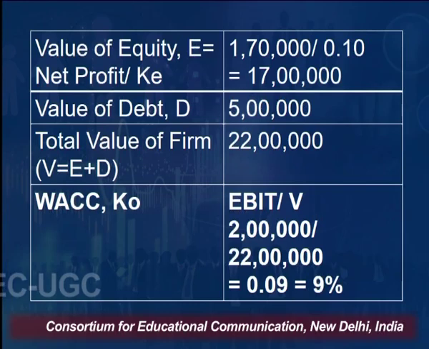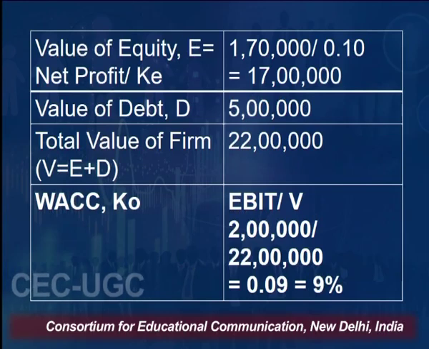Value of debt is already given in the question, that is rupees 5 lakh, and our value of firm is equal to value of equity plus value of debt. So, 17 lakh plus 5 lakh will give us 22 lakh, which is our value of the firm. So, this is the answer of the first part of the question.